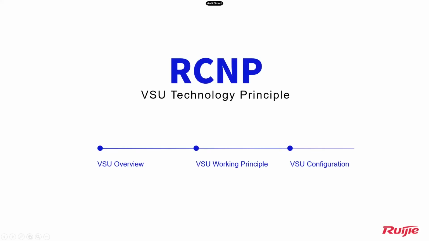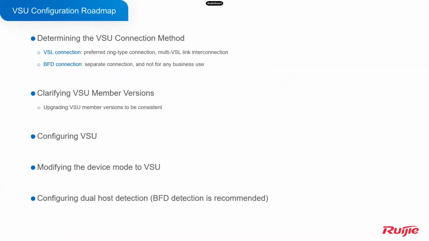Now let's see the third part about the VSU configuration. If you want to deploy the VSU function on your network, you must add some configuration on your network device, like your switch. So if you want to do the configuration, here are some roadmaps, and you have to know them.